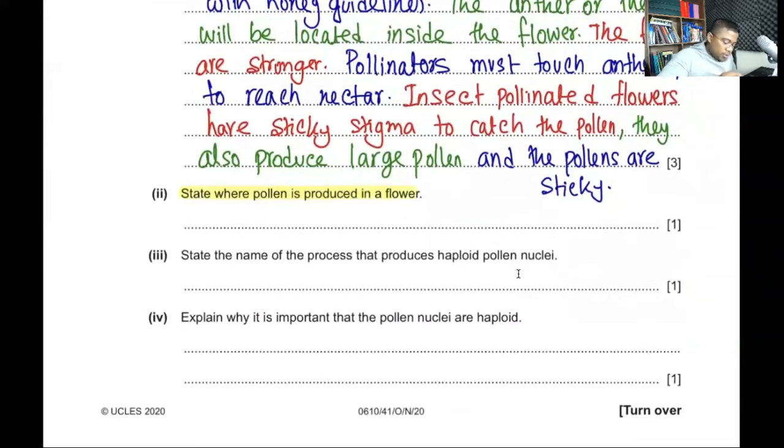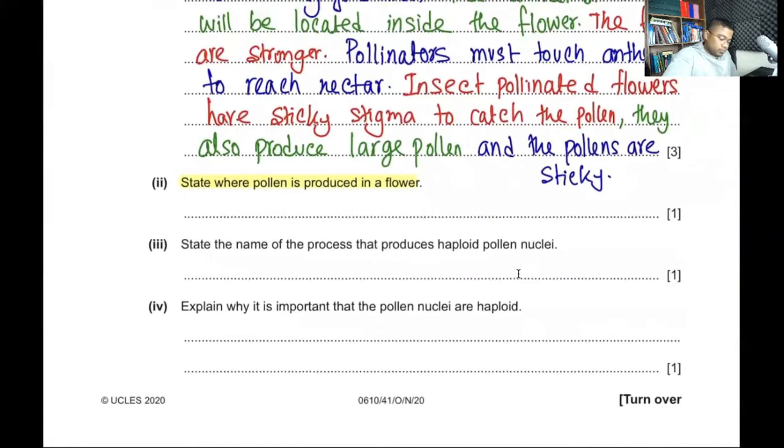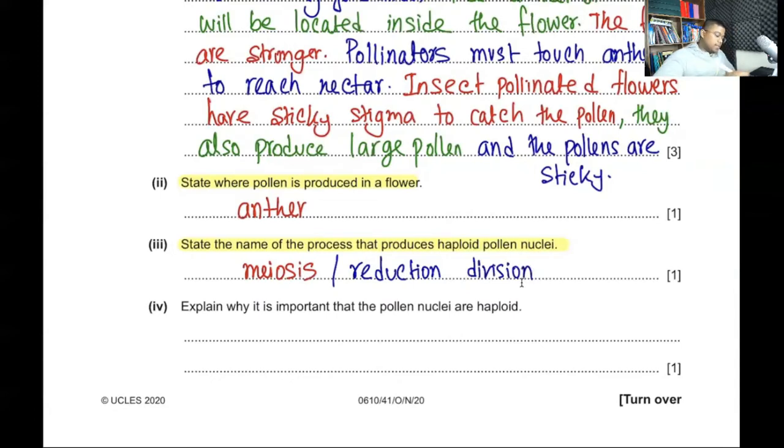State where pollen is produced in a flower. So pollen is produced in the anther. State the name of the process that produces haploid pollen nuclei. So meiosis produces haploid pollen nuclei. Meiosis is also known as reduction division. So actually, this is also a correct answer.